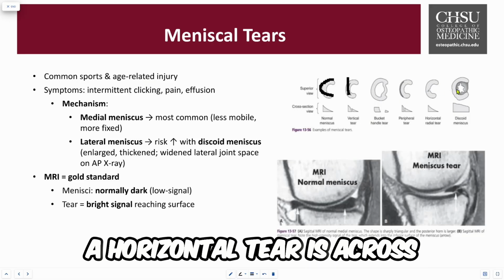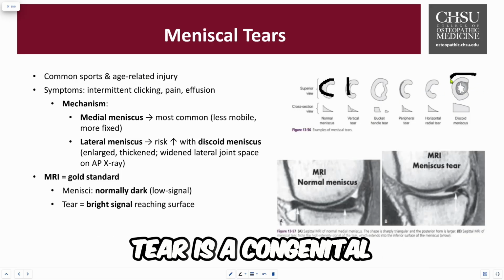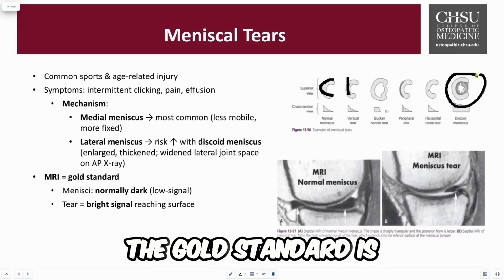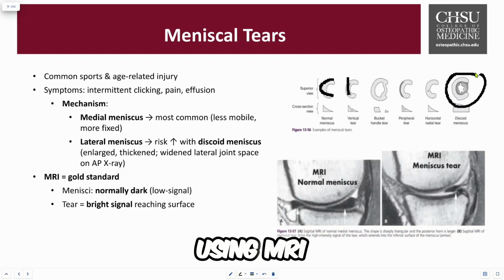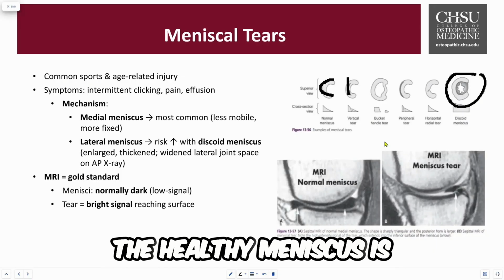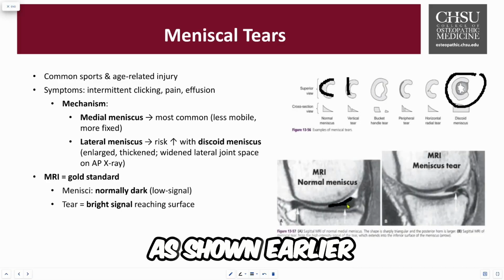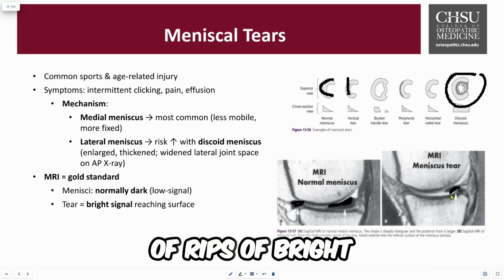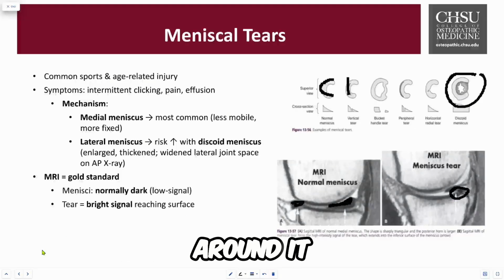A horizontal tear is across, and then a discoid tear is a congenital defect where it's actually going to be more round shaped. The gold standard is using MRI. And most of the time, the healthy meniscus is going to be nice and dark, as shown earlier, these wedges. And whenever there are tears, you'll see little rips of bright spots and bright lines around it.